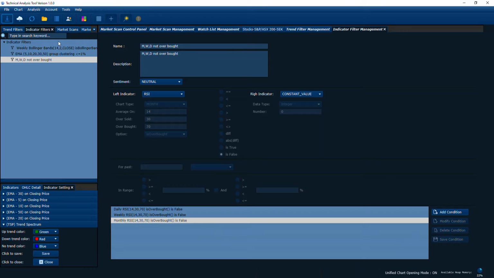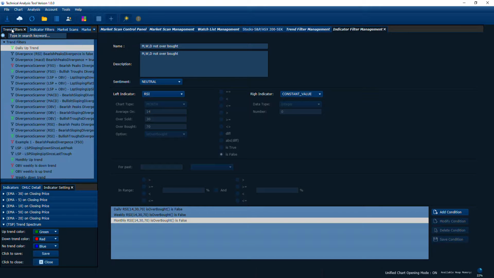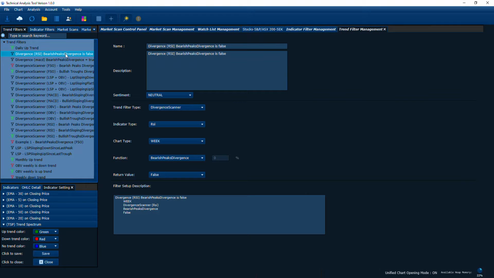Okay, we should go back to our trend filters again, because we have one more very important safeguard condition here, which means our divergence RSI should be false. For this condition, we select the divergence scanner, because we're talking about price and indicator divergence. So you pick the divergence scanner, and this time we're using RSI, so you pick the second one, RSI, and chart type is weekly.